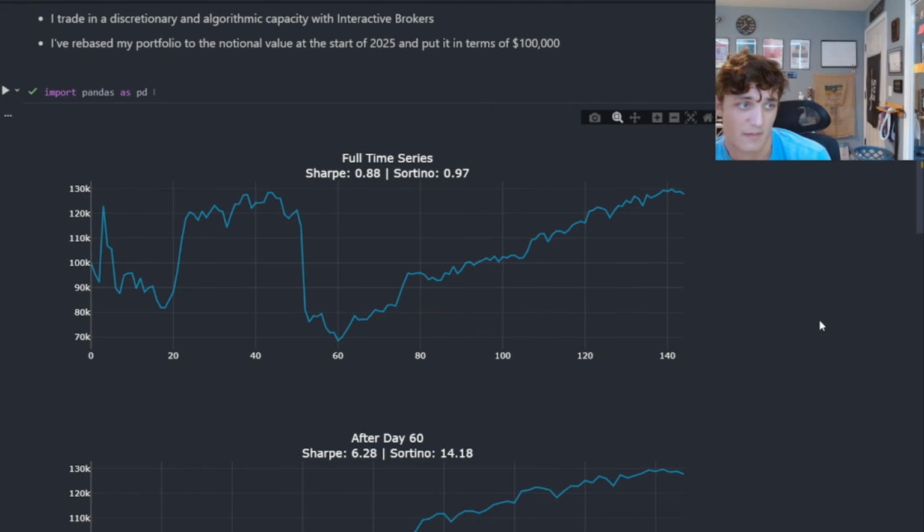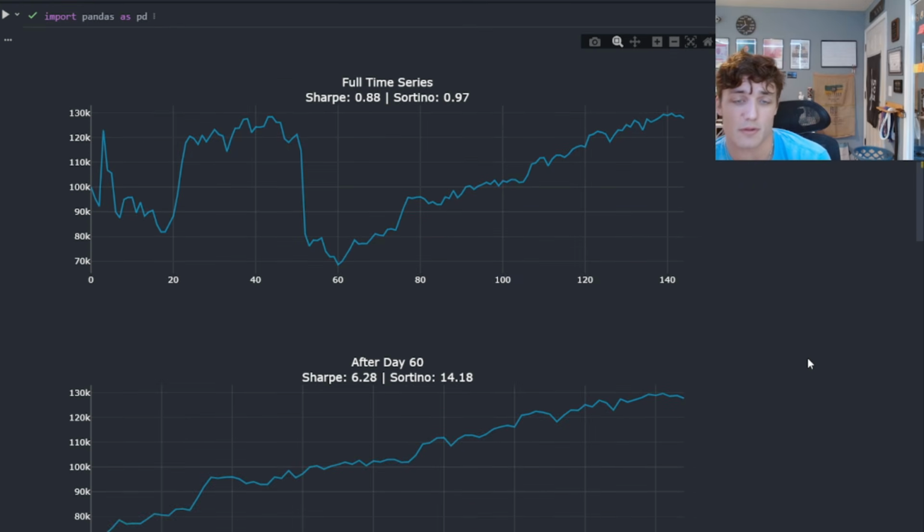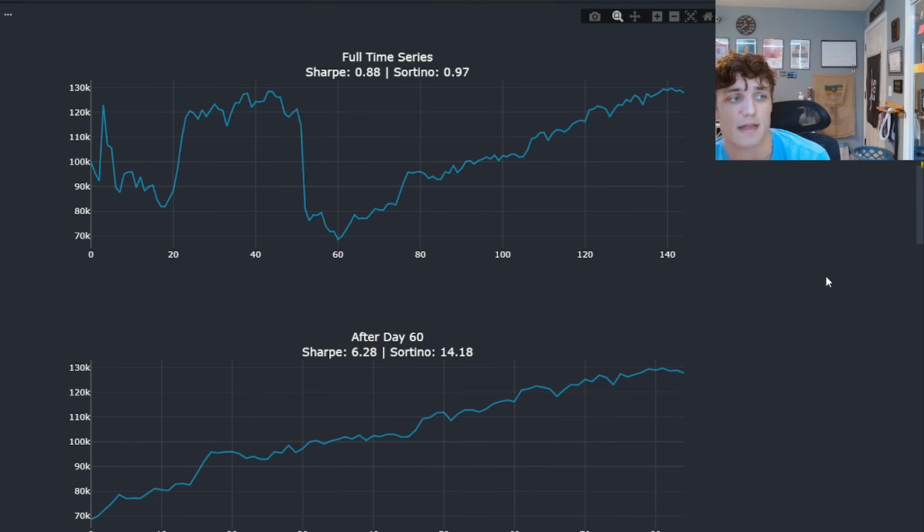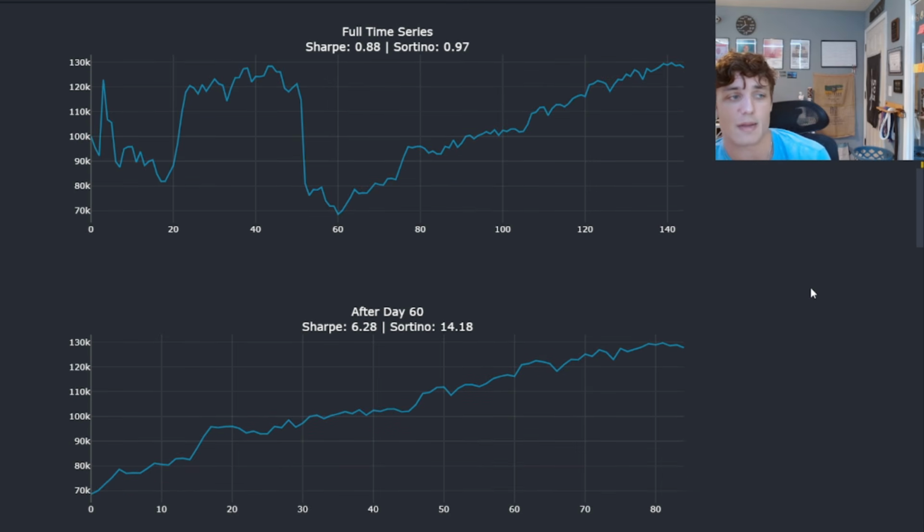So what I've done here is I've plotted my portfolio value from the start of this year till now, rebased at 100,000. I'm not about to reveal my entire portfolio value, so I've rebased it starting at $100,000. And you can see how my portfolio did up until this point in time in late August.